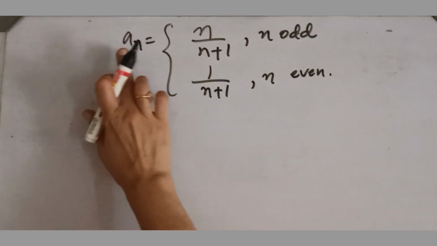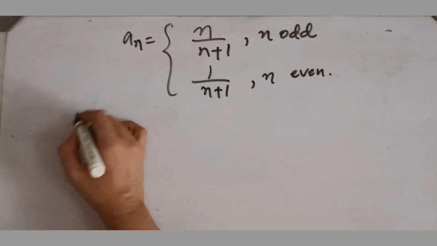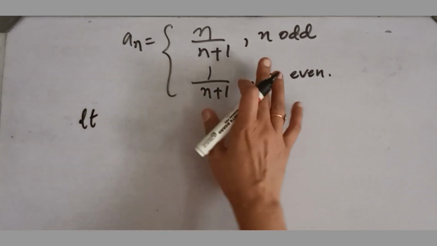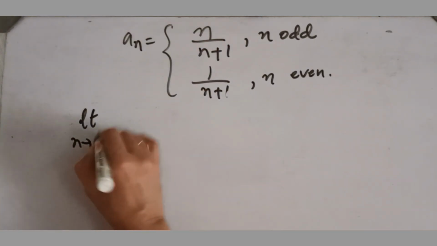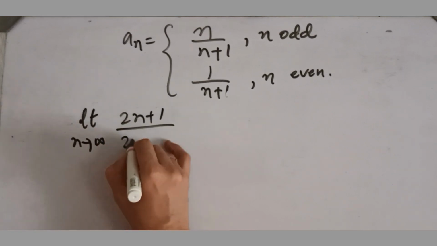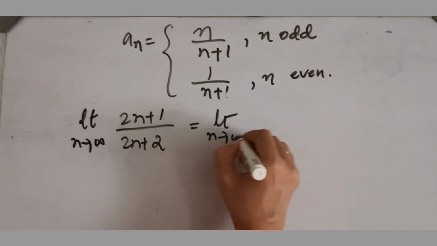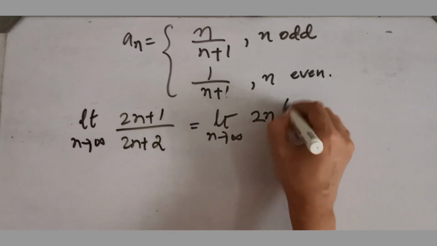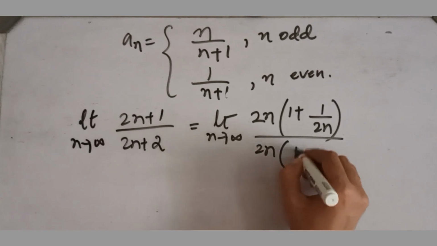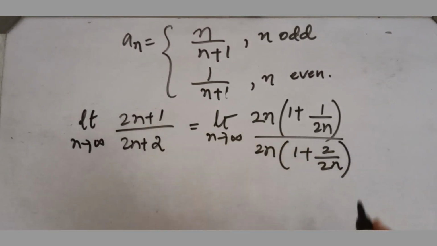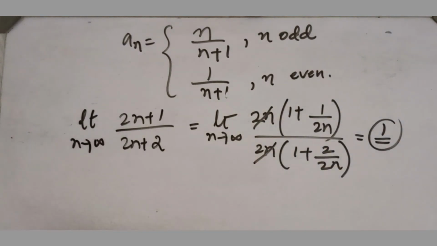See one more sequence with nth term given like this. When n is odd, n by n plus 1. When n is even, 1 by n plus 1. Therefore, you have to find out either the subsequences or the limit points of the given sequence. When n is odd, it is 2n plus 1 divided by 2n plus 1 plus 1, that is 2n plus 2, which is the limit as n tends to infinity of 2n common, 1 plus 1 by 2n, divided by 2n outside, 1 plus 2 by 2n. So this cancels. As n tends to infinity, this gives you the value 1.